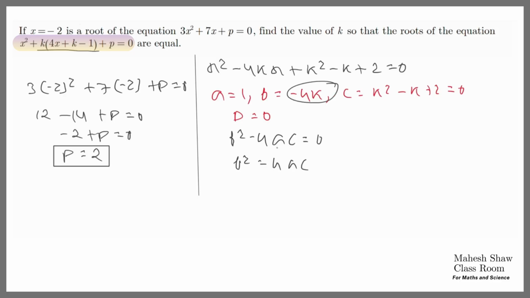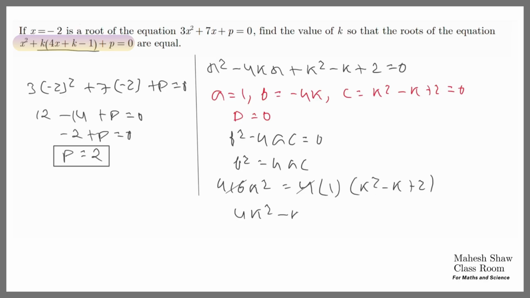So b square, b is what? This. So this will give you square of this, that is 16k square. Square of this is 16k square equals 4 times a is 1, and c is this, that is k square minus k plus 2. I can reduce this. 4 times is 16. So this is 4k square. If I transpose k square to the left hand side, it will be negative k square. Transposing k to the left hand side, positive k, and negative 2 equals 0.